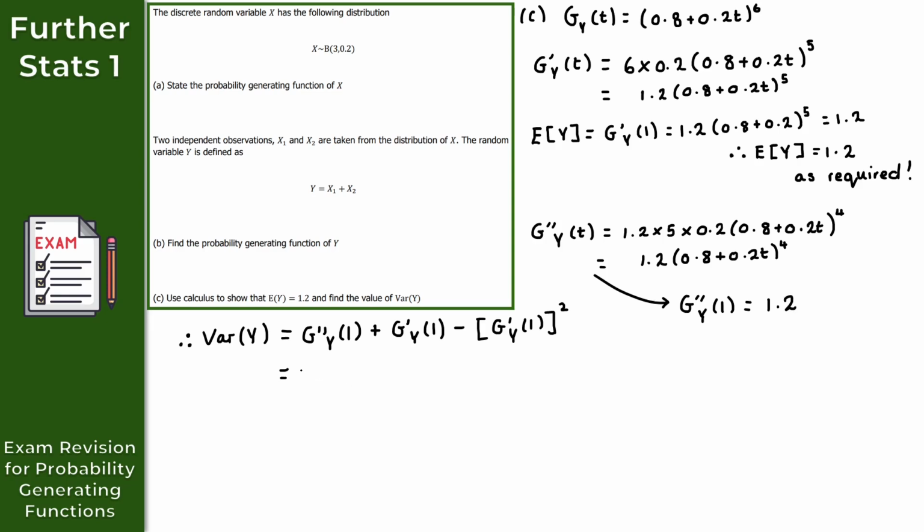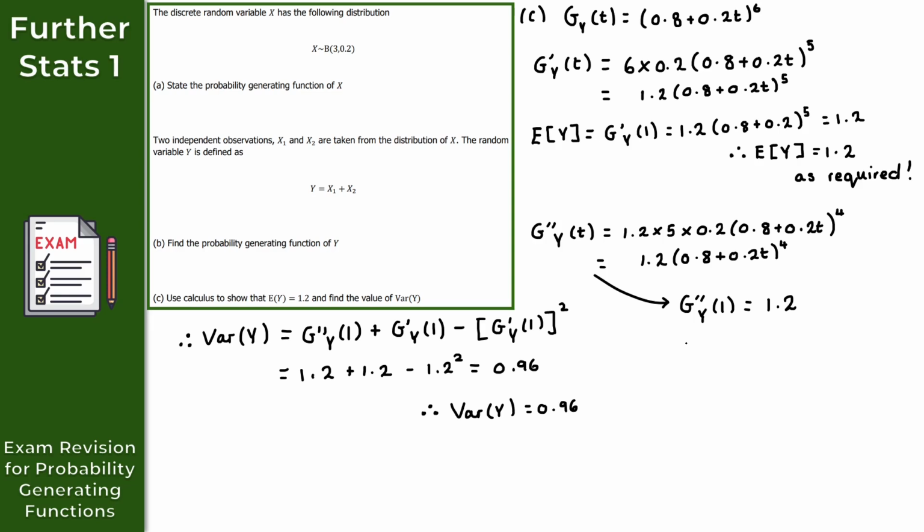Okay, so I've got 1.2 plus 1.2. Don't forget we established that at the top here. So that was 1.2. And then we subtract here 1.2 squared. Let me just quickly do it on my calculator here to make sure I give you the correct answer. So 1.2 plus 1.2 and then minus 1.2 squared. And hopefully if you do that correctly, what you should find here is we get 0.96. So the variance of y, var y, is equal to 0.96.